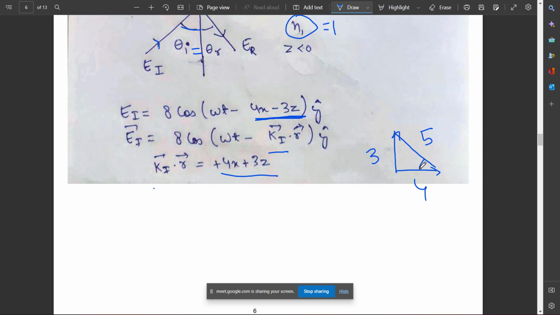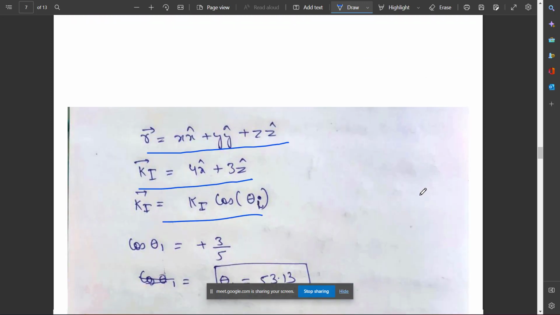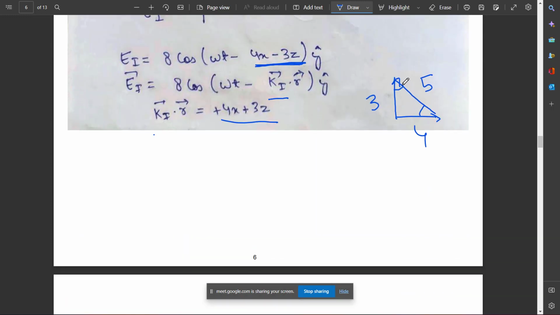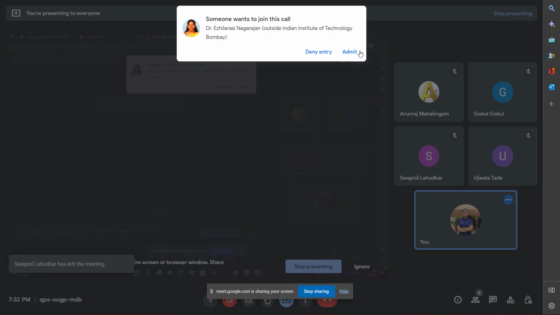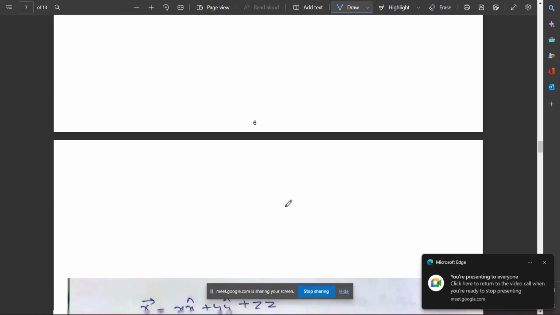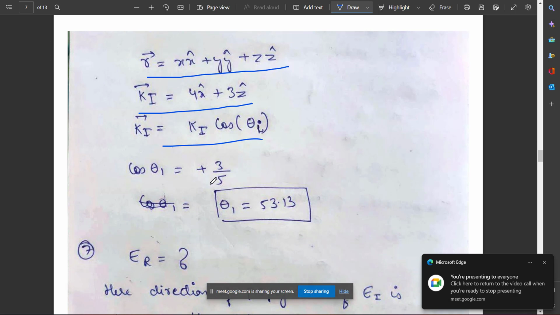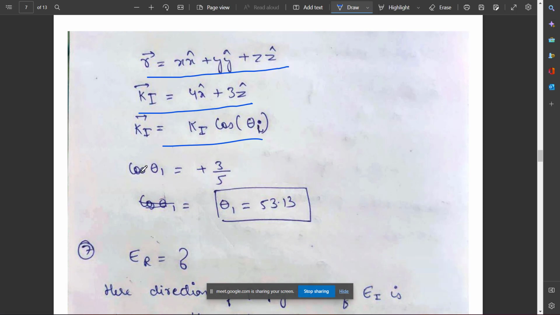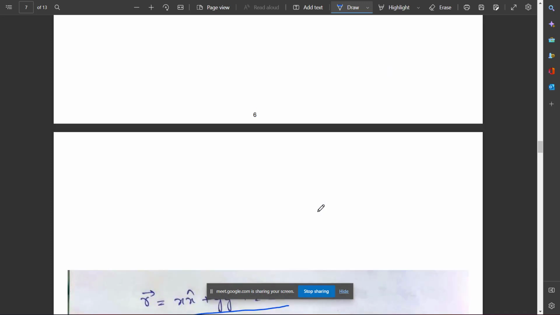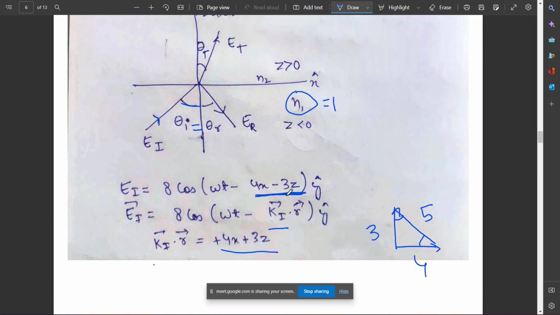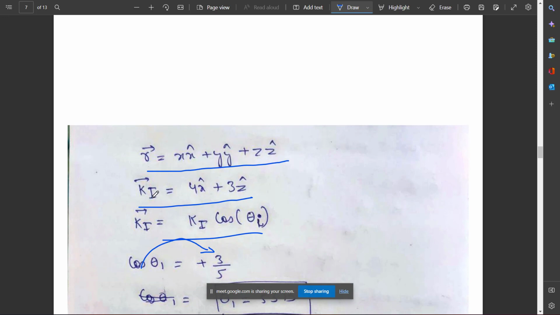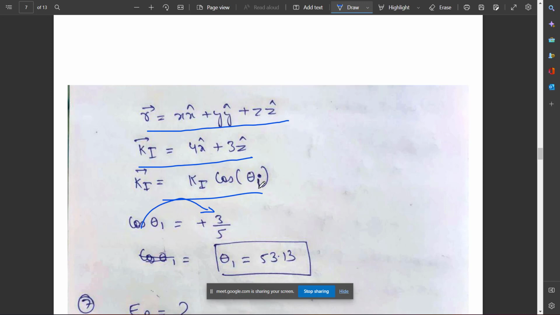Can you find out this angle? Okay, so cos theta 1 will be 3 upon 5. So theta 1 will be cos inverse of that, and theta 1 will be 53.13 degrees. It's all because of the direction of propagation. If we know the direction of propagation, we know the ki, ki dot r. We put all these values and we will get theta 1.